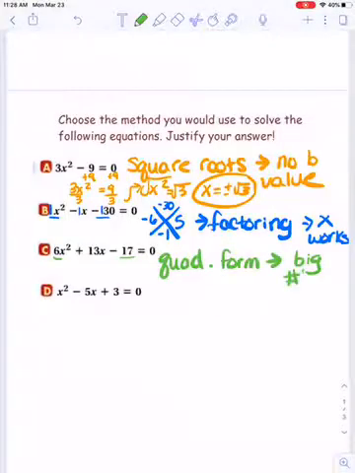I didn't even check to see if the x works. Maybe it does, maybe factoring works, but here I just see big numbers, so that kind of gears me towards quadratic formula.